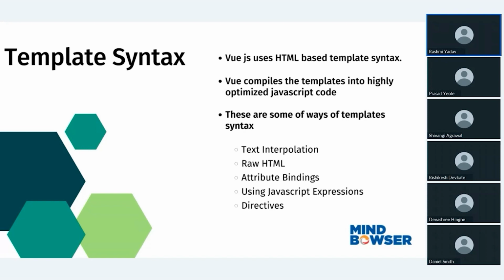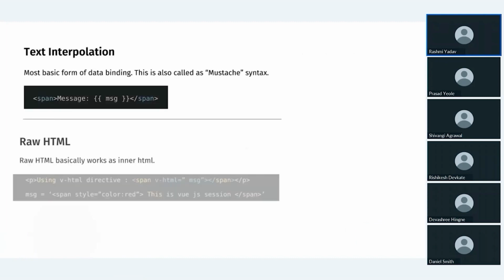We have a couple of ways. First one is text interpolation. The second one is raw HTML. Then the third one is attribute binding. Fourth one is using JavaScript expressions, and the fifth one is directives. So let's cover these points one by one. So moving on to the next slide.